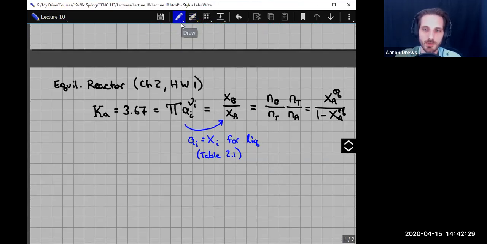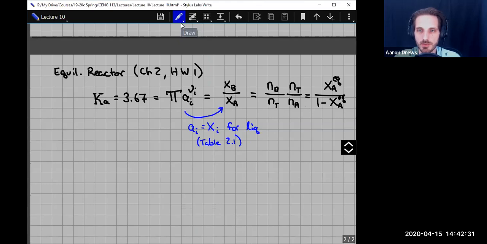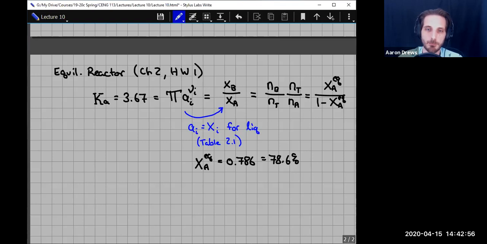The question, isn't that inverted? No, I think that's okay. Why did I answer that so easily other than I've already done it? I'll show you in a minute. The reason why I'm so confident with this is because we have another way to calculate this. So if we go through this information, what we would end up with is that XAEQ is equal to 0.786, which is 78.6%.